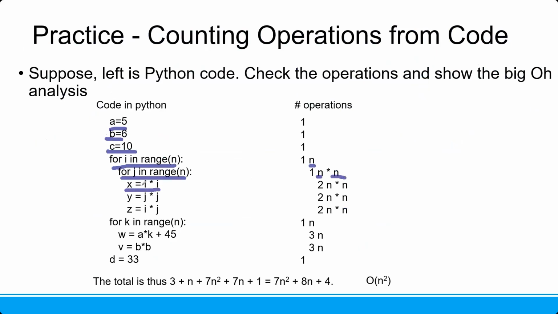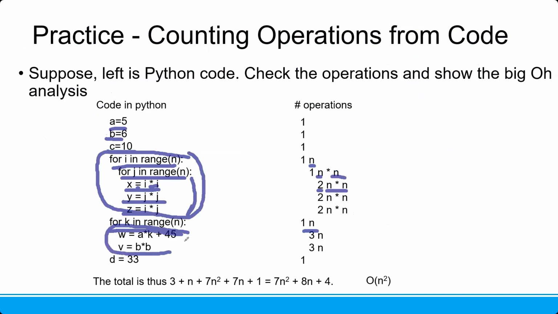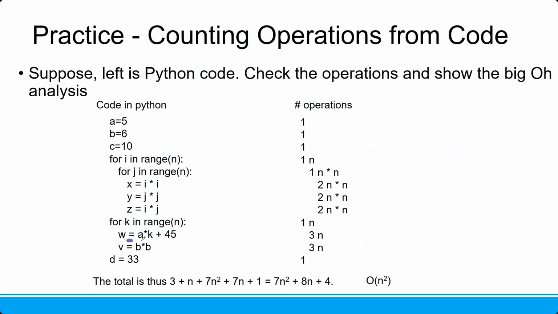This is a simple operation, which is only 2, 1 and 2. So I have 2 multiplied by n. This is also the same, two operations, but because it is inside the nested loop, it is 2 multiplied by n multiplied by n. If we finish this loop, we have another loop from 0 until n, so we have n. These operations take 3 operations, so we have 3 multiplied by n times. The last one is only one operation. So you can calculate like this.